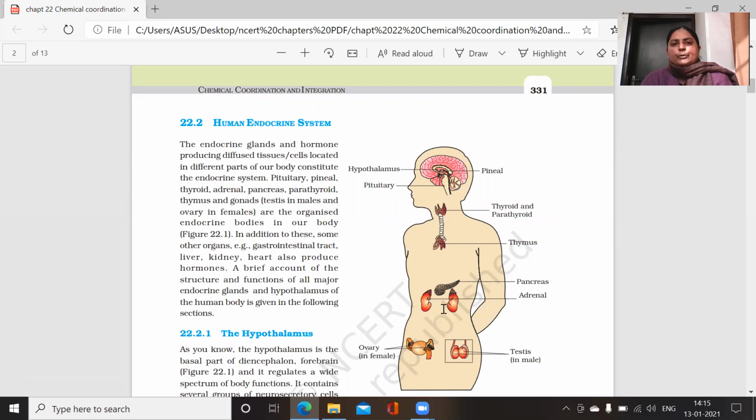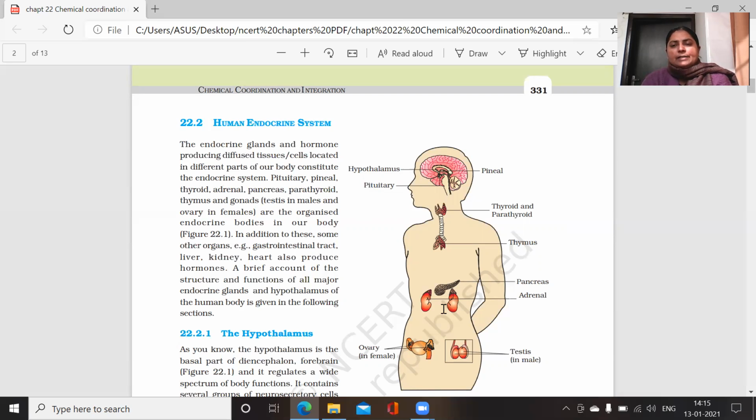So these hormones are actually produced in the endocrine glands, and then they are transported with the help of blood to distantly located tissues and cells, which are the target organs. There are various types of endocrine glands located in your body. See the diagram. Hypothalamus is shown in the diagram.